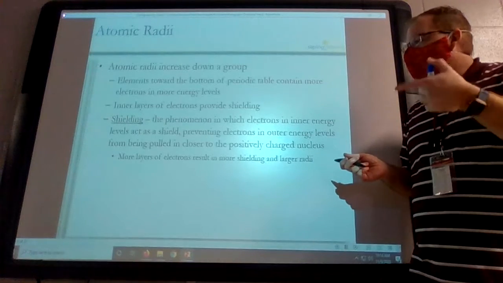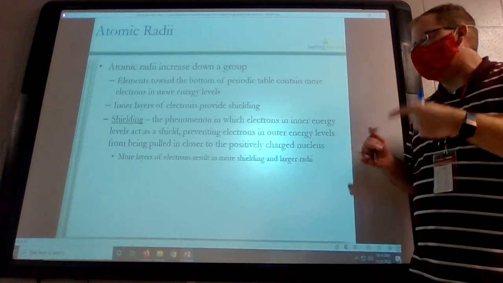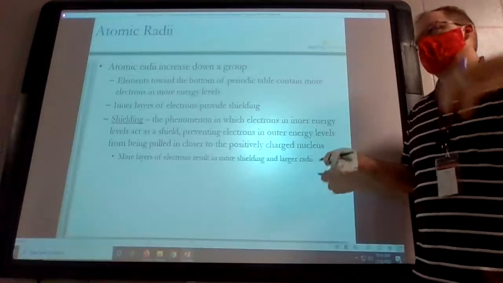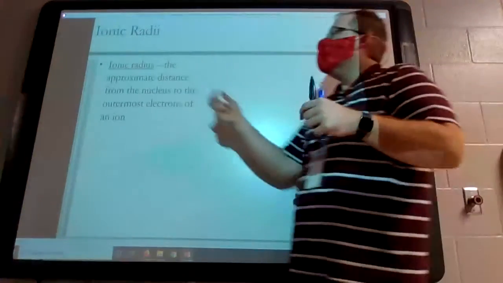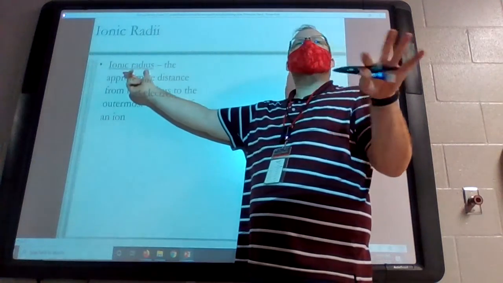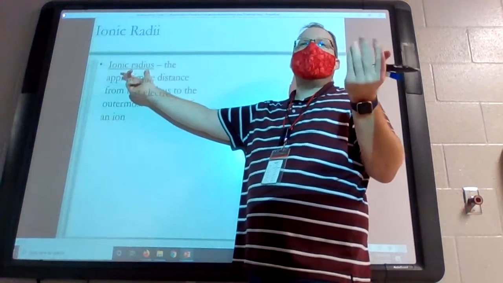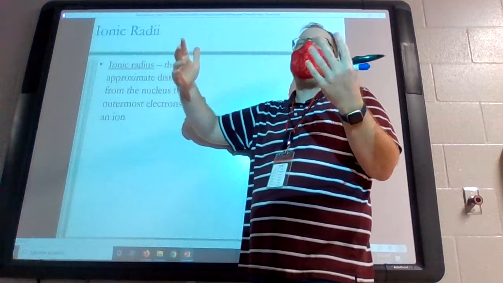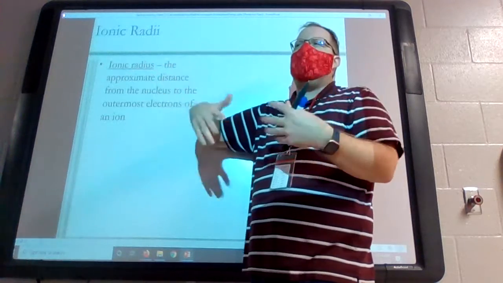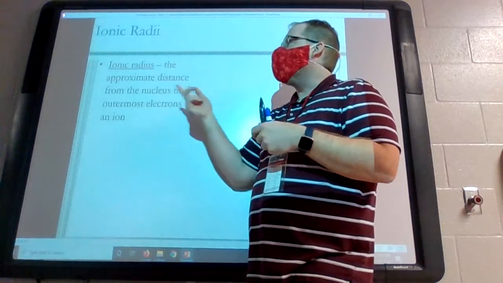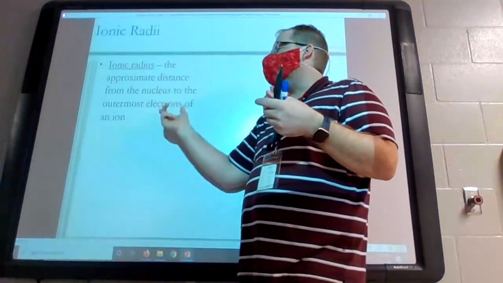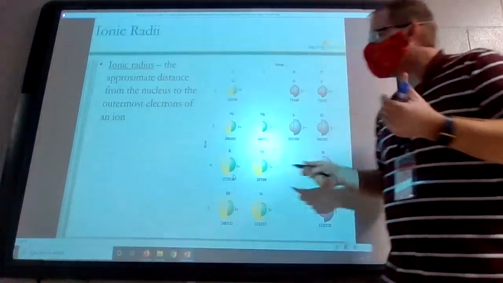So, more layers of electrons result in more shielding and a larger radius, which is why your bigger stuff at the bottom has a larger radius. So, ionic radius. This is the same thing, but for atoms that are charged. So they have not an extra proton. They have more or fewer electrons than they're supposed to have. They have a positive or negative charge. It's the approximate distance from the nucleus to the outermost electrons of an ion.